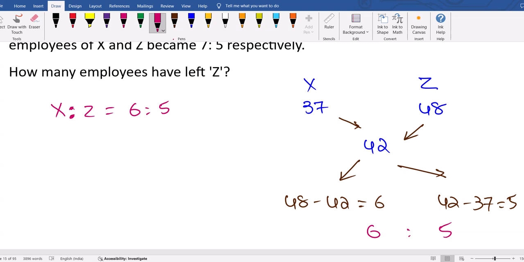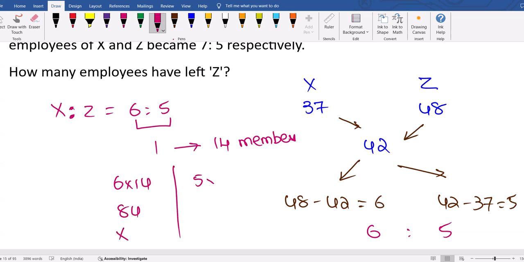X is how much more than Z here? 1. But in the question they said 14 members, so 6 into 14, 84 employees are there in X. 5 into 14, 70 employees are in Z.